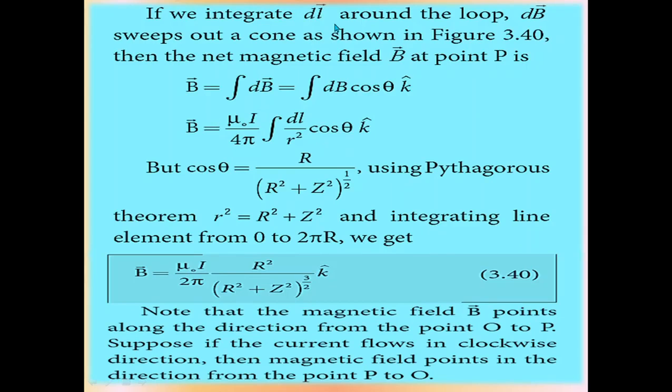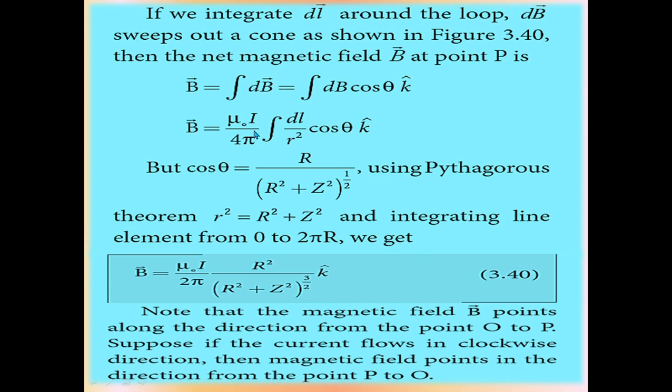So let me integrate a dl vector around the loop. dB vector sweeps out a cone as shown in the figure. Then the net magnetic field B vector at point P is equal to the integration of dB vector, which is nothing but only the horizontal component, dB cos theta k cap.